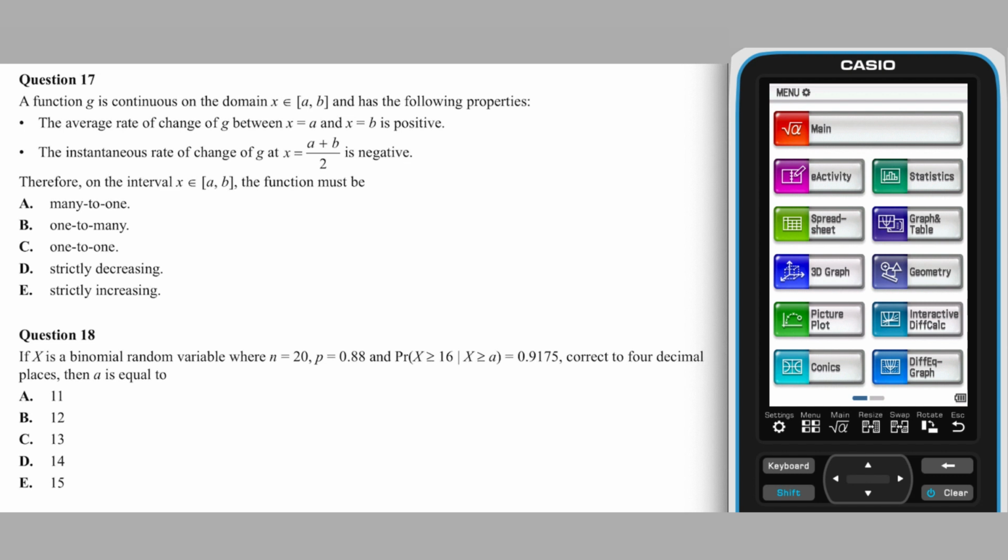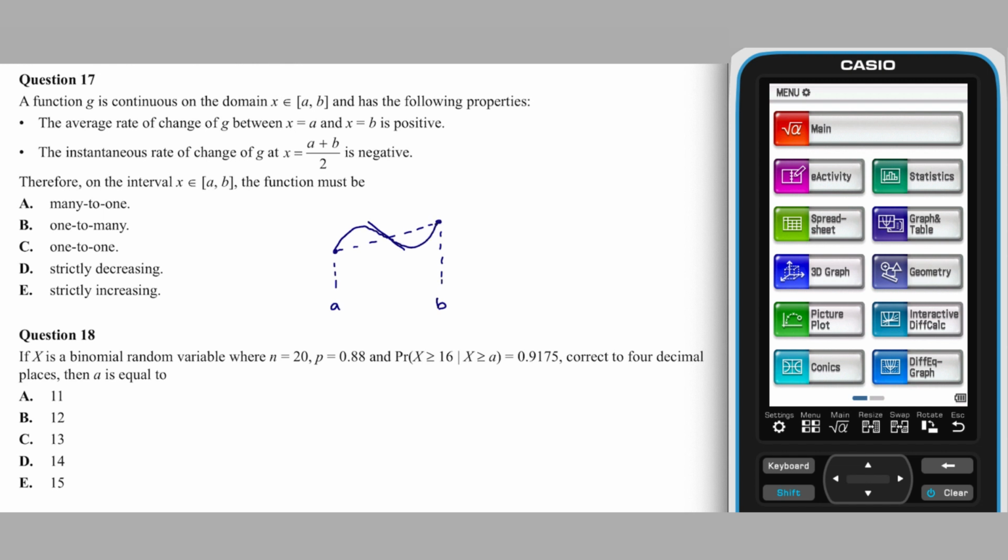To get a feel for what's going on, I'm going to draw a sketch based on the information provided. Based on the positive average rate of change from A to B, I know the function g increases over this region. Based on the negative instantaneous rate of change at the midpoint of this interval, I know that the function's gradient is negative at this point. Joining the dots, the function could look something like this.